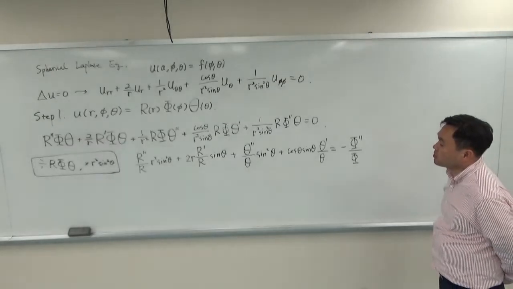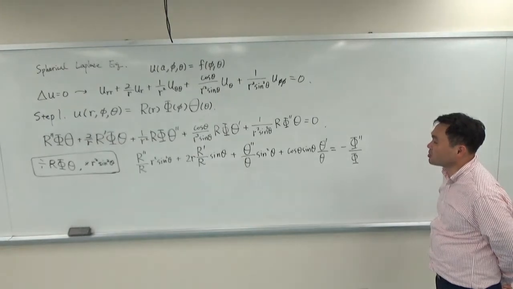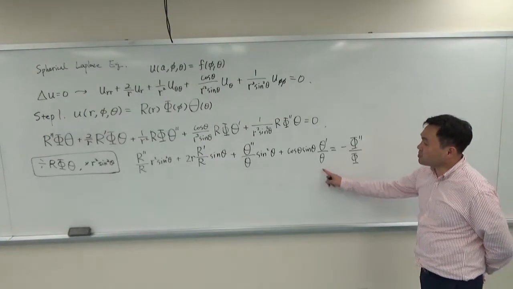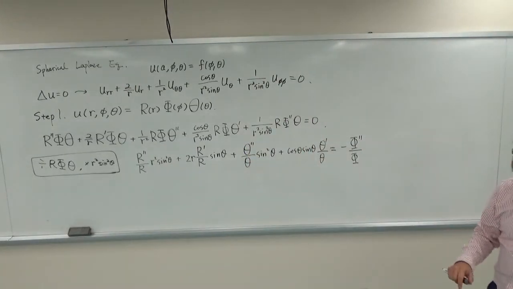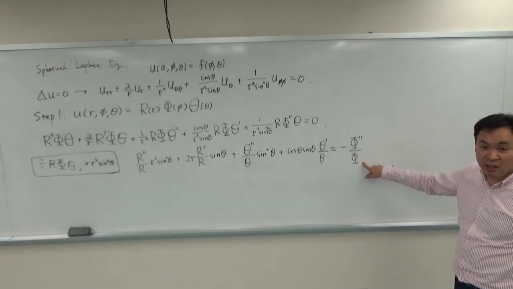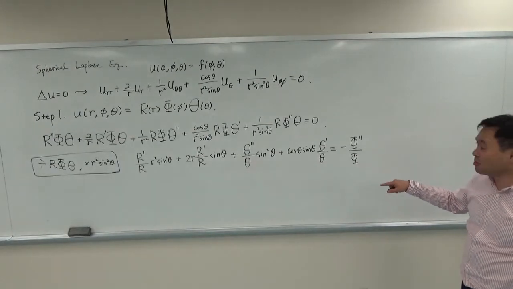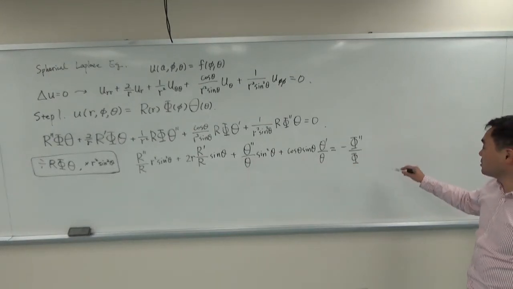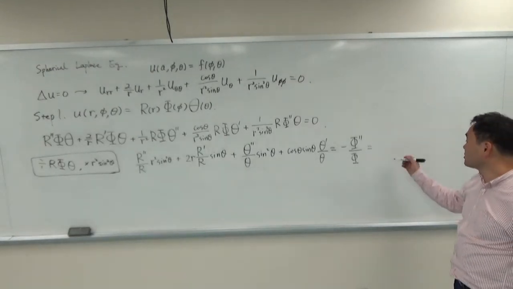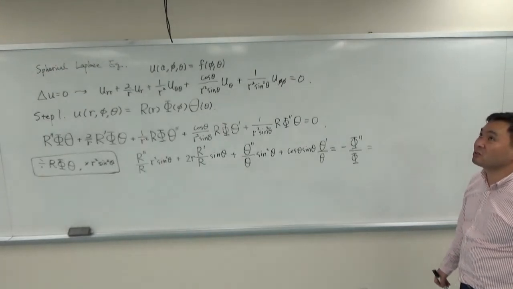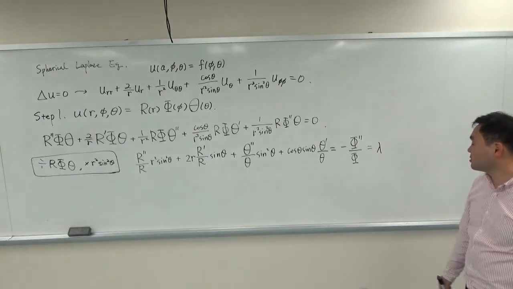Okay, so what now? We can now look at this and immediately say that the left side only depends on r and theta. I don't see any phi. Whereas on the right side, I don't see any r or theta, I only see phi. So I've separated the variables, which means that the only way these two could be equal is if it's equal to some number. Okay? And the number that I want is lambda. So let's put it as lambda.